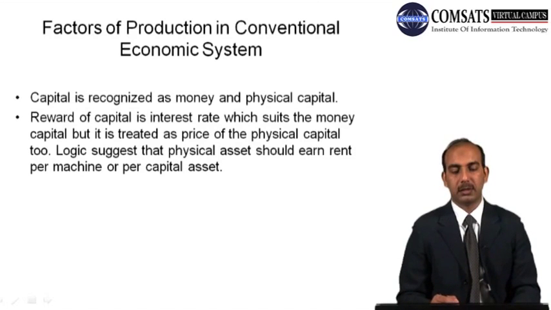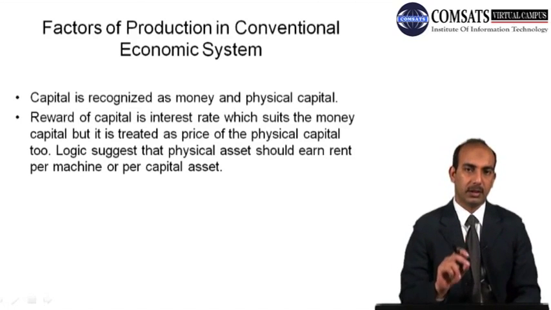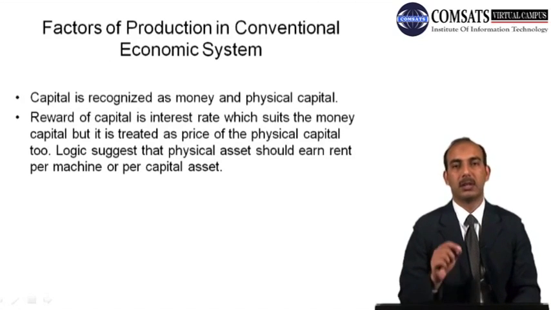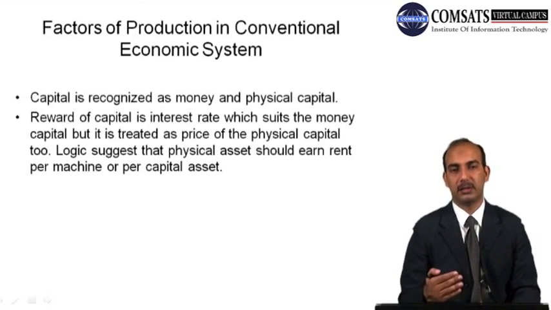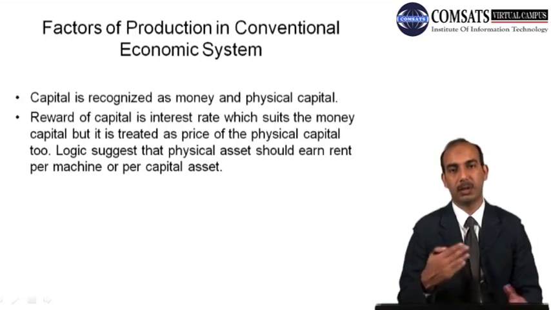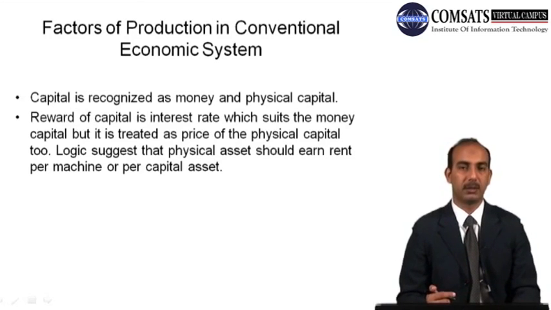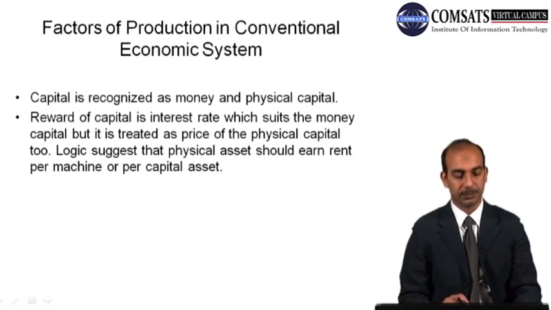The logic suggests that physical assets should earn rent per machine or per capital asset. So in conventional economic theory, the reward of capital is interest rate, whereas the physical capital earns rent per machine or per hour, whatever the situation is as per agreement. So this is a confusion in the factors of production in conventional economic theory.